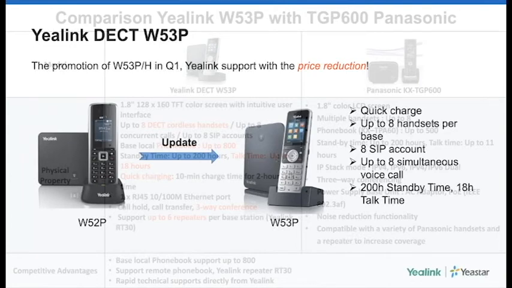Okay, and just to give you guys a brief overview and some noticeable differences between the W53P and the Panasonic KX-TGP600, we of course have the increased DECT cordless handsets, and of course up to 8 concurrent calls and 8 SIP accounts.